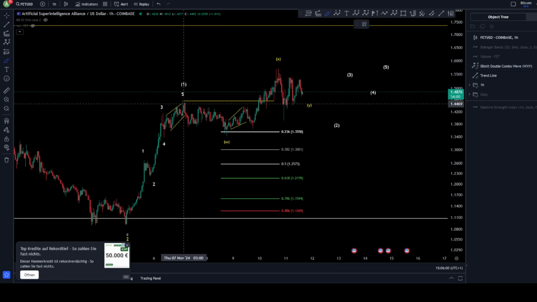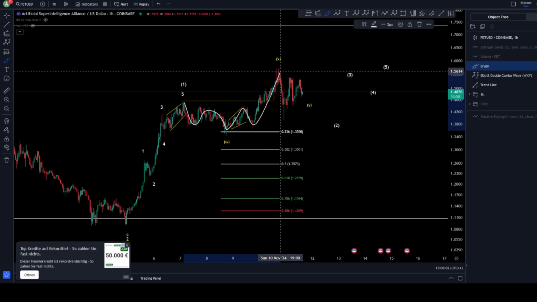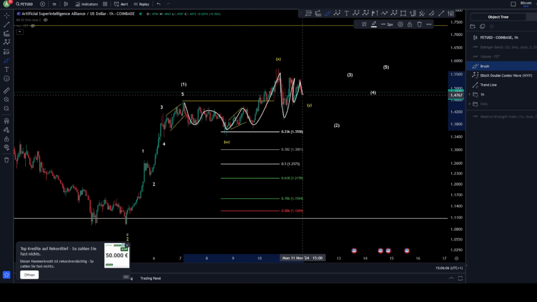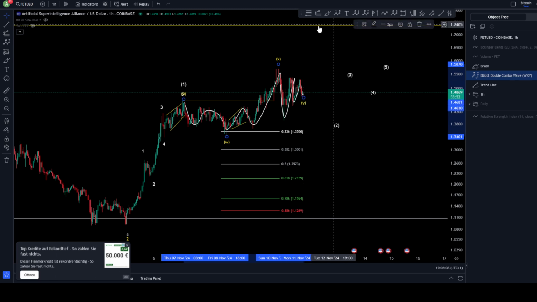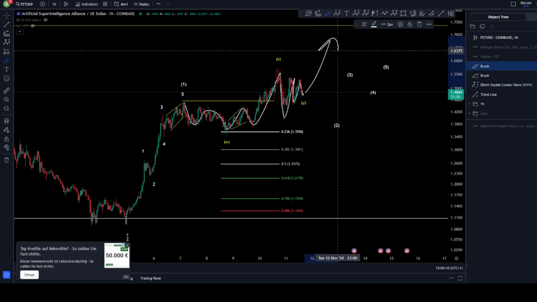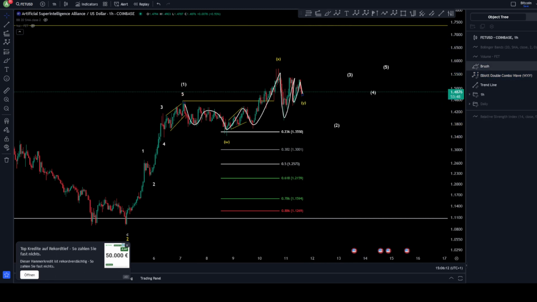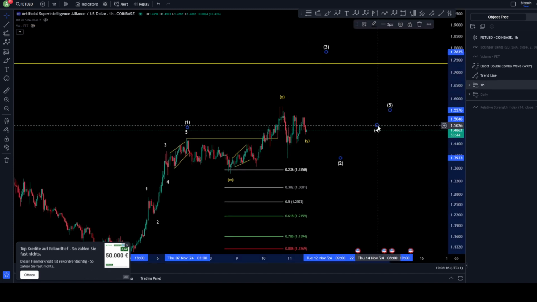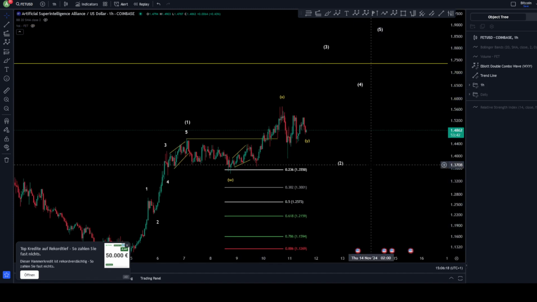However, it's very obvious. 3 waves down, 3 waves up, A, B, C, D, and E. Finished wave Y, and then continuation towards the upside. So still on the trend, still very bullish, guys. No worries. We're looking for 3, 4, and 5.